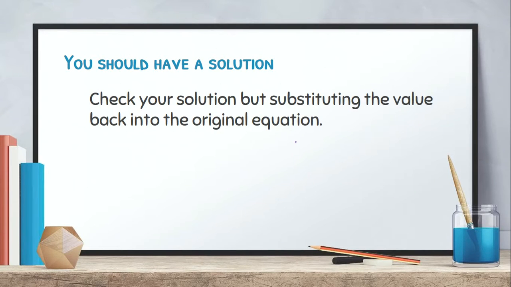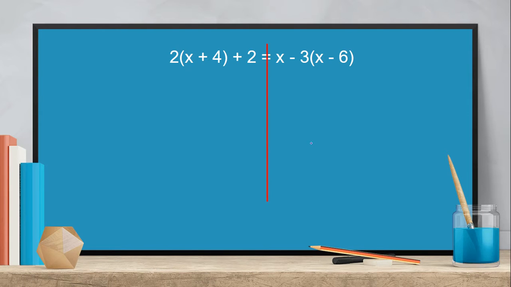So let's go on. Now we're going to check our solution by substituting the value back into the original equation. So here's our original equation: 2x plus 4 plus 2 equals x minus 3 times x minus 6. So we're going to fill that back in. So we know that x equals 2.